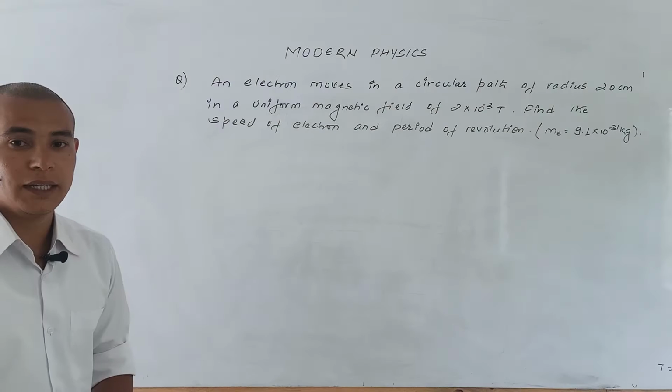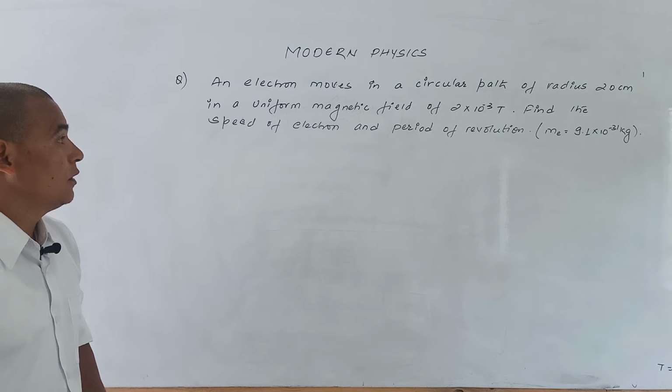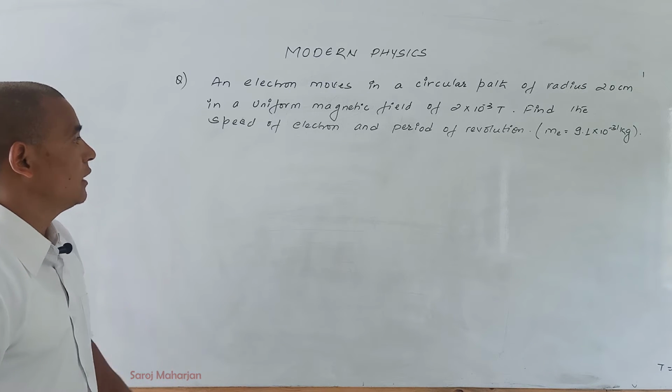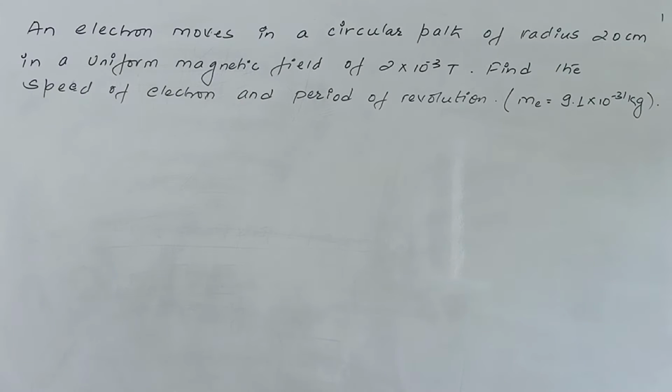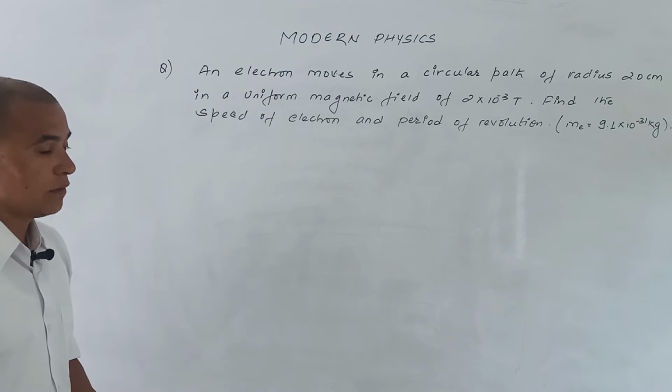So we will be discussing the numericals. An electron moves in a circular path of radius 20 centimeter in a uniform magnetic field of 2 × 10^-3 Tesla. Find the speed of the electron and the period of revolution.